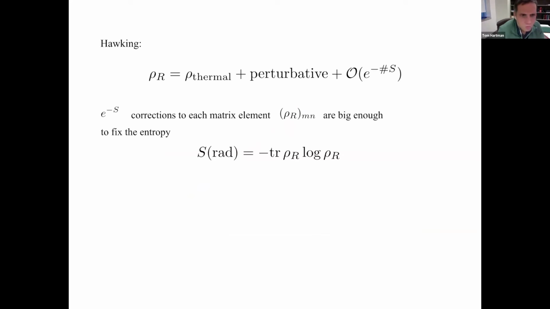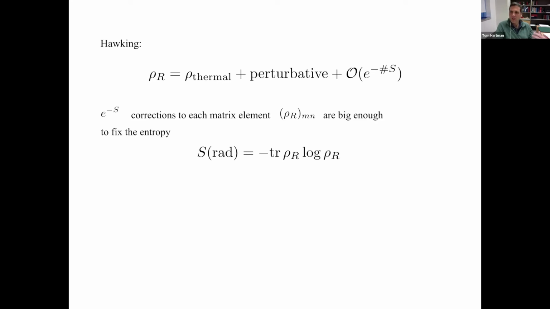We need to be careful about exactly what we mean by a problem, because Hawking is working in the low energy effective theory. So there's not actually a stark contradiction in Hawking's calculation, because it's done in the low energy theory. What we should really conclude is that the density matrix rho sub r of the radiation is thermal. That's Hawking's calculation, plus perturbative corrections, which you can calculate by loop diagrams, plus possibly non-perturbative corrections, which are of size e to the minus S, where S is the entropy of the black hole.